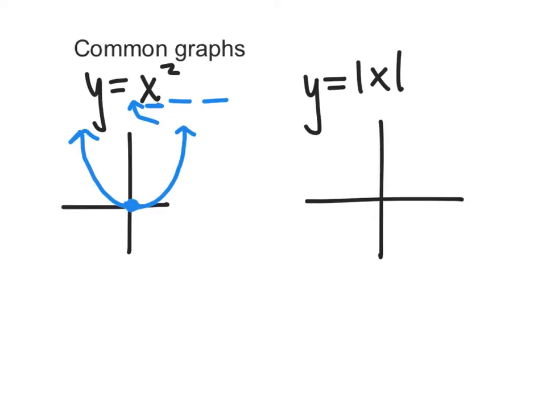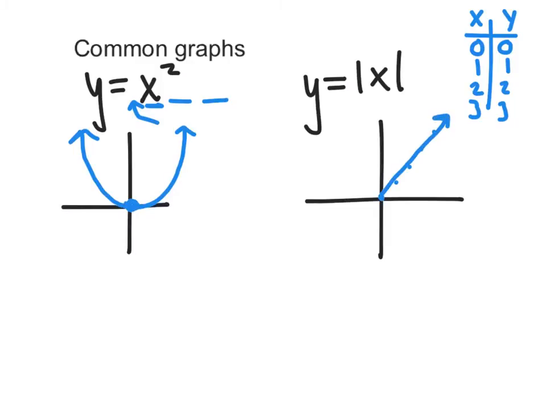Absolute value. In case you forget, it takes 2 seconds to make a table of values and plot points. If you don't know what it looks like, you don't need your calculator, you're just going to plot points. If I plug in a 0, the absolute value of 0 is 0. If I plug in a 1, I get a 1. A 2, a 2. A 3, a 3. Well, that's pretty easy. It looks like that.